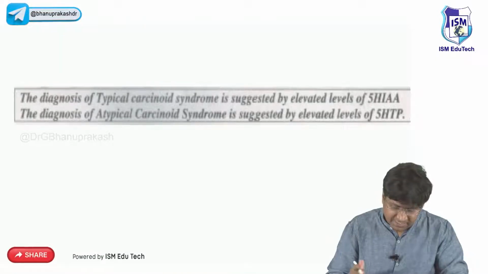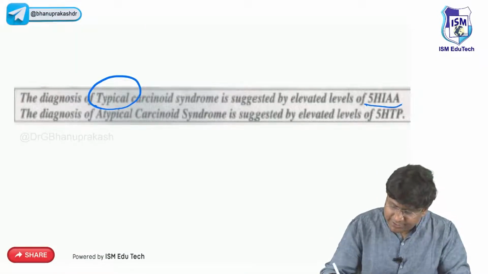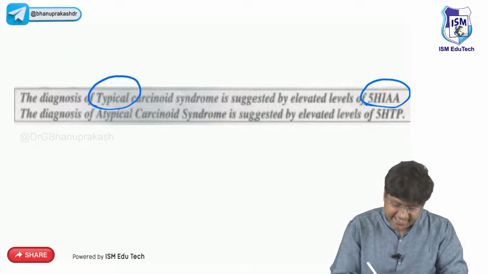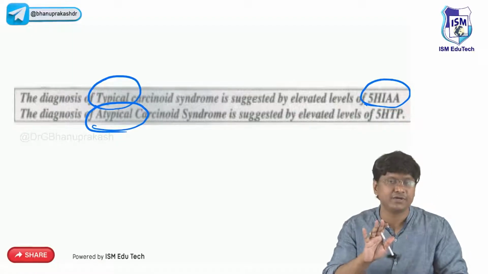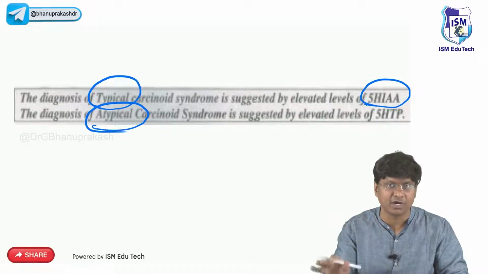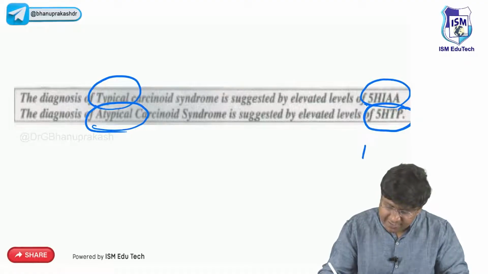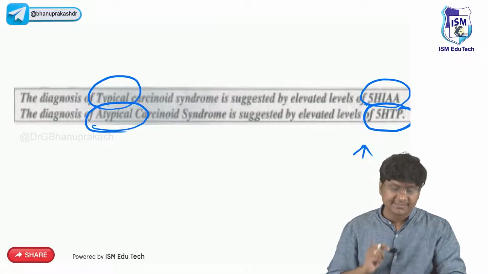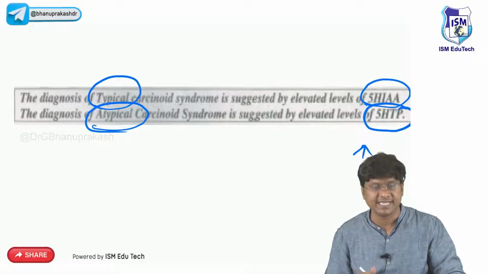So see, in typical carcinoid, you need to check 5-hydroxy-indolactic acid. Whereas in atypical carcinoid, the 5-hydroxy-indolactic acid, that is serotonin, will be normal. In these patients, 5-hydroxytryptamine levels will be elevated. That is how you will diagnose typical as well as atypical carcinoid.